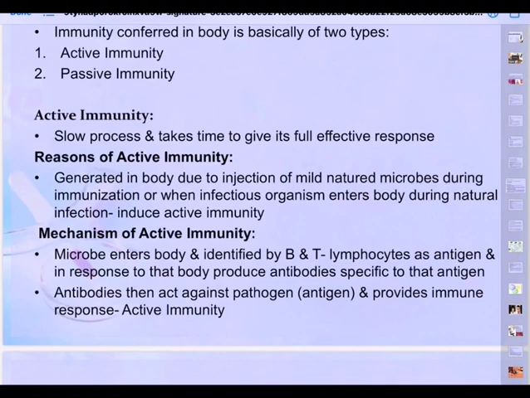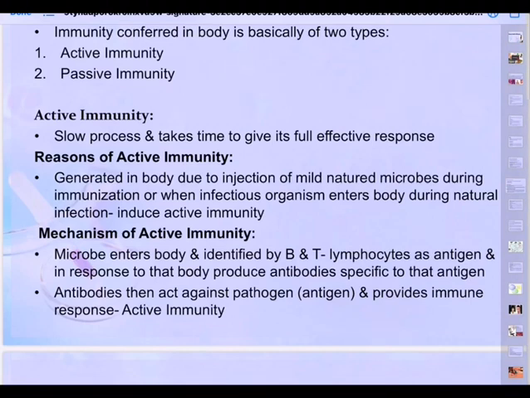It may be because of the entry of pathogen inside the body. And the mechanism of active immunity: microbes enter the body and are identified by B and T lymphocytes as antigen, and in response to that, the body produces antibodies specific to that antigen. So this is the reason why active immunity is slow. The antibodies may be there, B cells and T cells will be there, but the specific antigen that has come in the form of pathogen inside the body has to be acted upon with specificity. So to acquire that antigen specificity, it takes time. So antibodies then act against the pathogen, that is the antigen, and provide immune response.